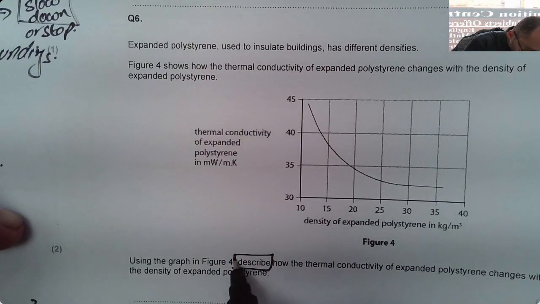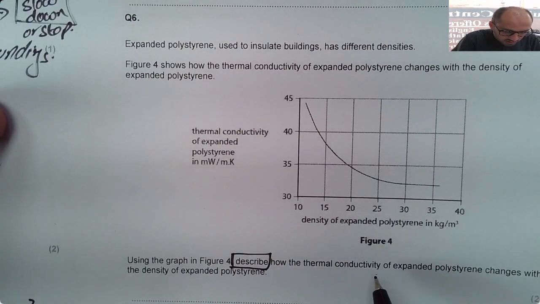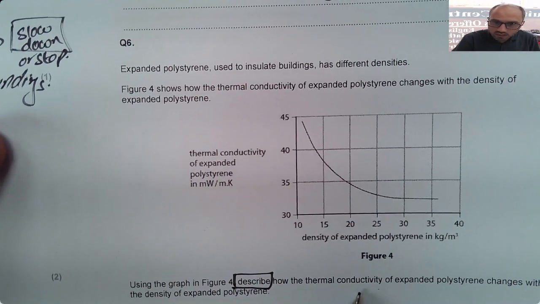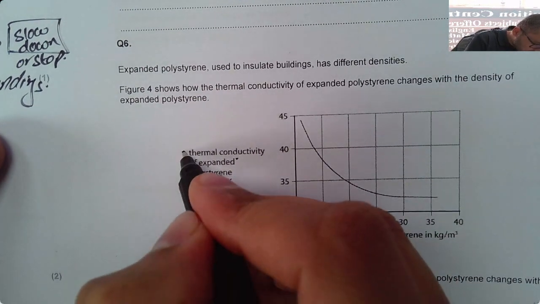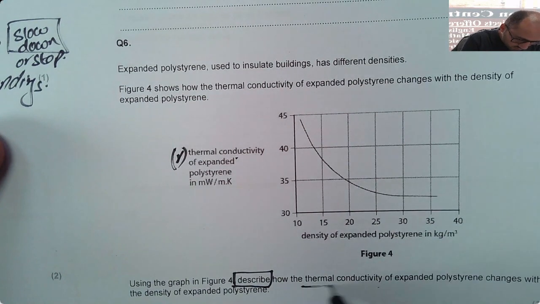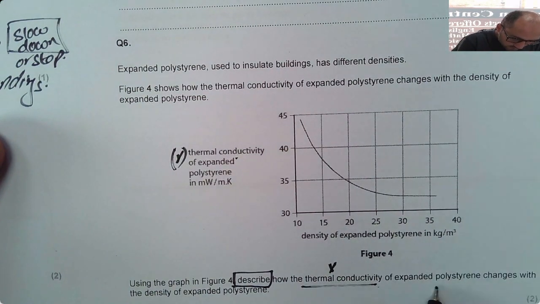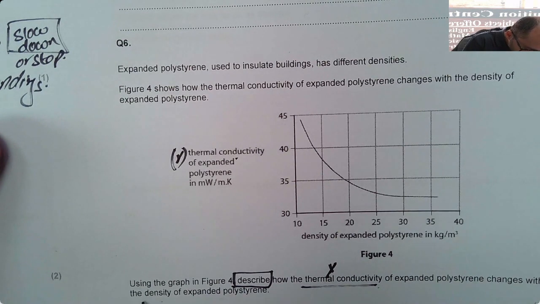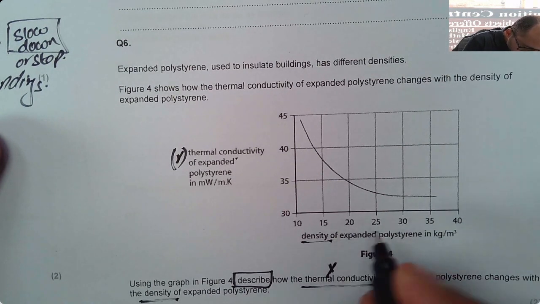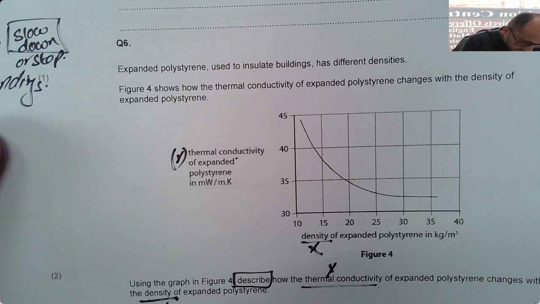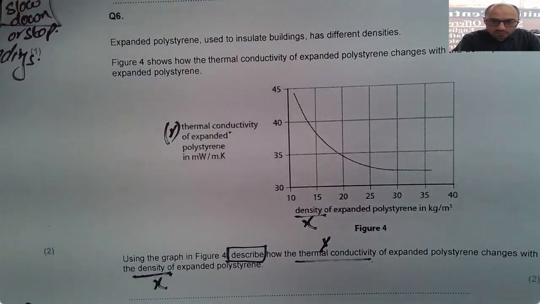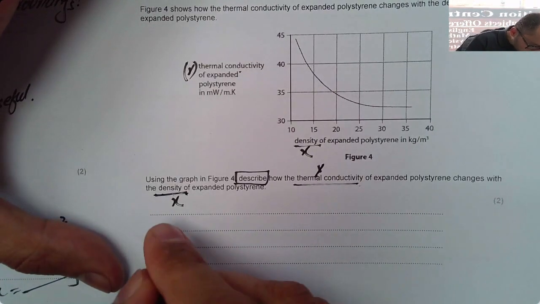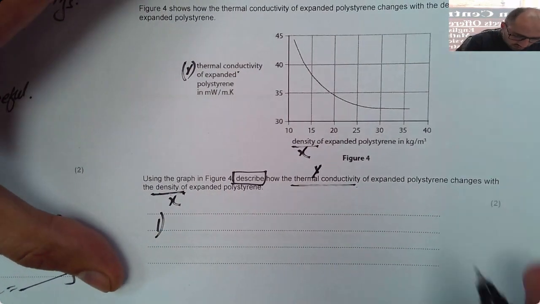So it says describe how the thermal conductivity of expanded polystyrene changes with the density of expanded polystyrene. Where is thermal conductivity? If I go back to my graph, the thermal conductivity is on the y-axis, right? So where is density? I can see density is on the x-axis. So if you remember and recall, when it comes to describing graph questions, we looked at two things that you have to say because it's a two marker.